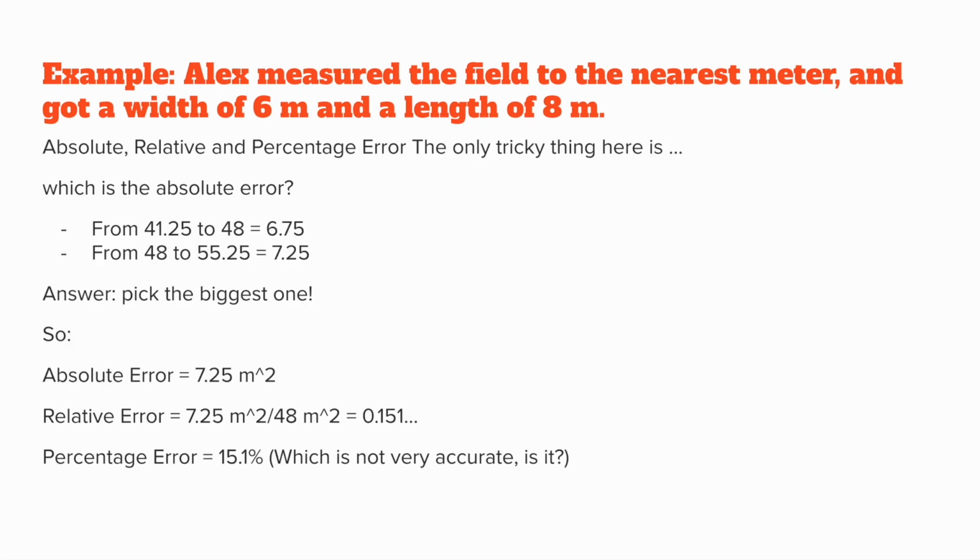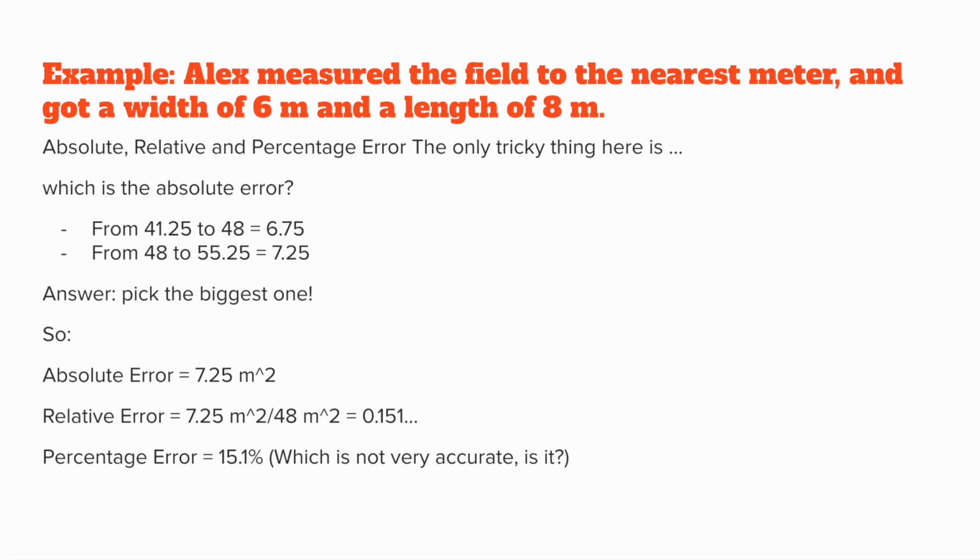Then, which is the absolute error? From 41.25 to 48, there should be 6.75 difference. And from 48 to 55.25, there should be 7.25 meter of difference. So the answer should be the biggest one here.